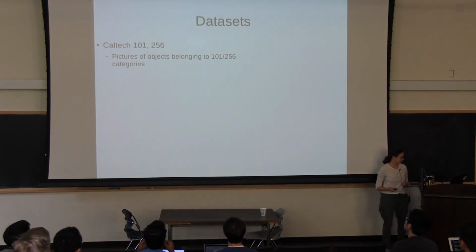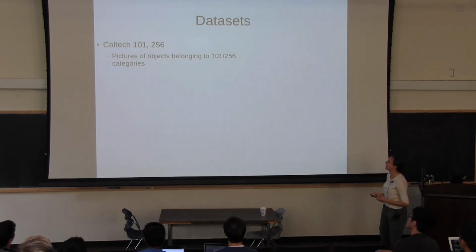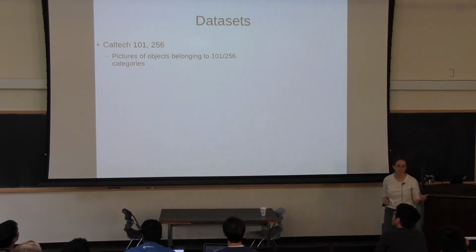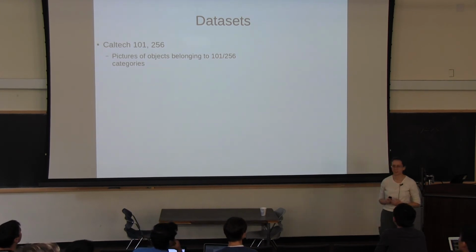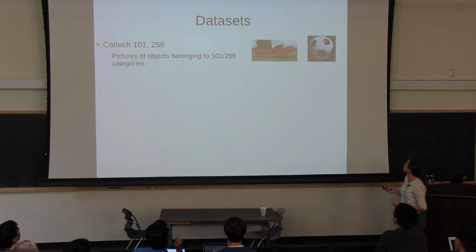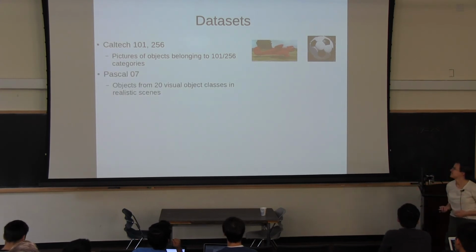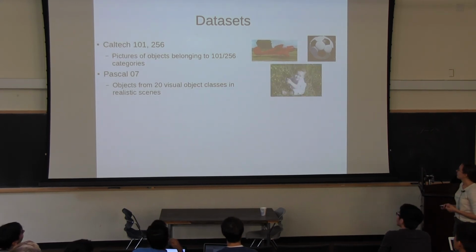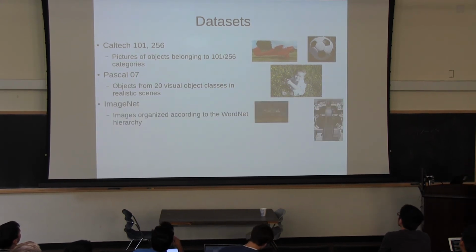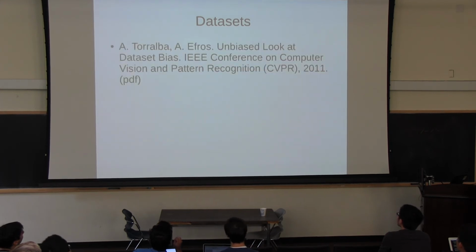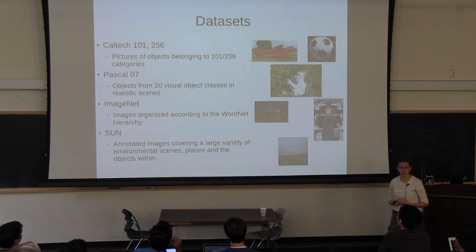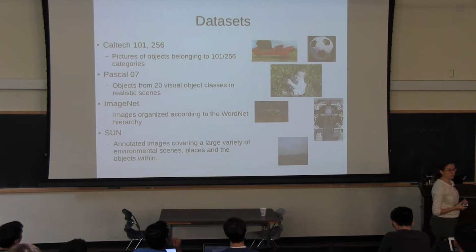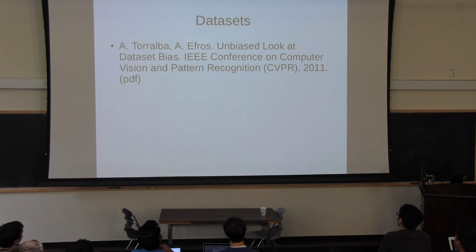And there's actually lots and lots of these data sets. This is just kind of a list, Caltech 101 and 256. So they picked 101 different object categories, like mugs and cars and stuff. And then they collected pictures: airplanes, soccer balls. They took pictures of these objects and said, this is a picture of an airplane. Pascal, so they picked 20 different classes in realistic scenes. ImageNet, Sun, lots of stuff. And a lot of people present results using these data sets. But there was this paper that came out a few years ago in 2011 that looked at data set bias. So what do you think that means?